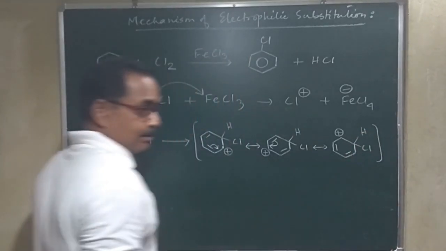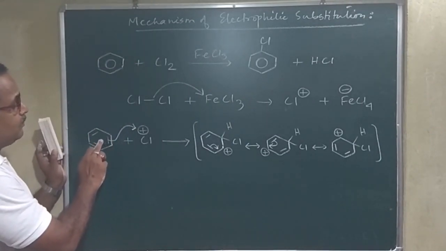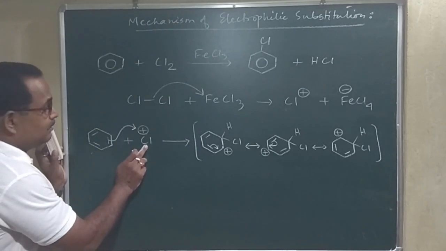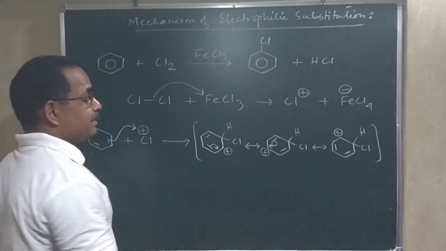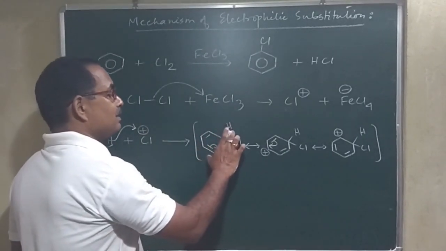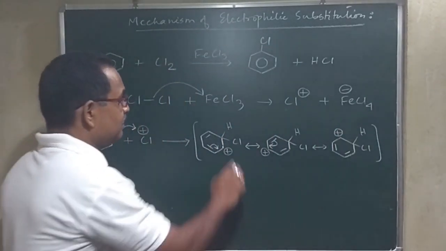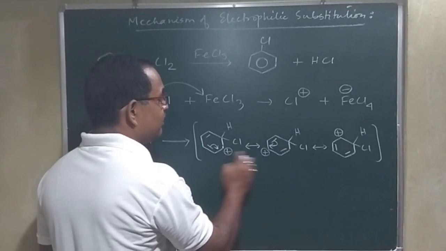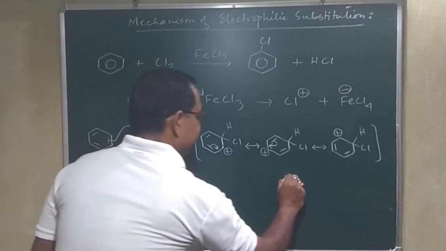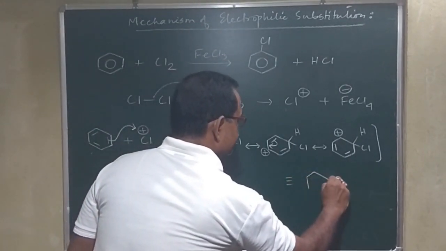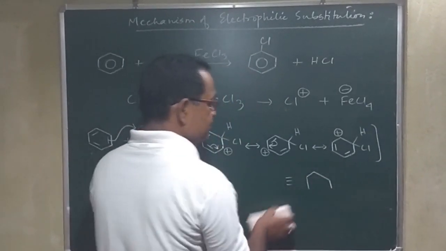Okay. So this pi electron from benzene attacks the electrophile, thereby producing this type of species. That species is a hybrid of all those possible structures. What is this? This is actually a hybrid of these 3 possibilities. We can denote the hybrid as this.